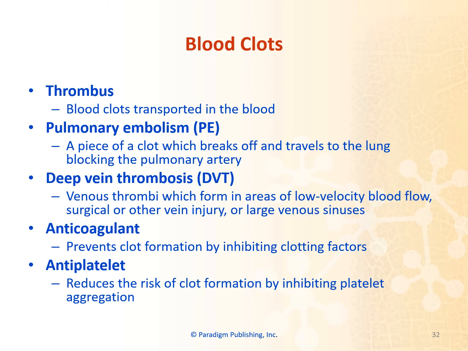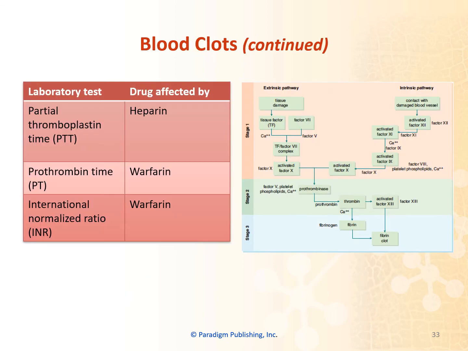Anticoagulants prevent clot formation by inhibiting clotting factors, and antiplatelets reduce the risk of clot formation by inhibiting platelet aggregation. So there are different tests that can show blood clotting. There's the PTT, the PT, and the INR, and there are different drugs that affect those, as listed in that chart. Your book will go more into depth in those if you would like to look at them more closely.